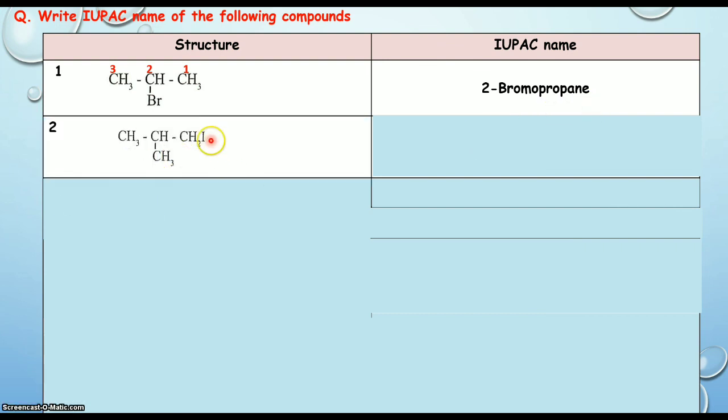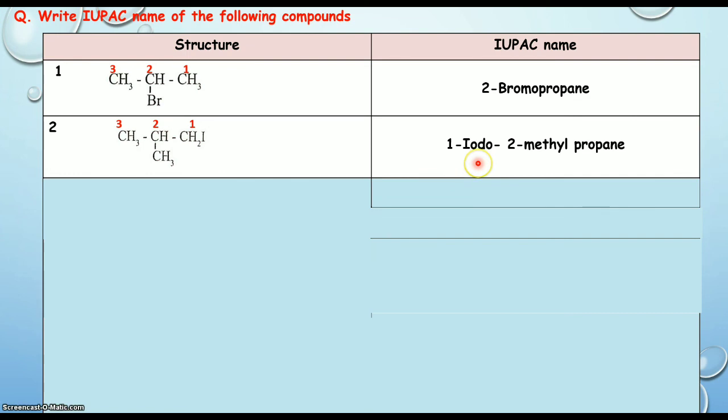Now, in the second structure, iodine is bonded to this carbon atom. Therefore, this carbon atom will be carbon number 1. Now, in this structure, iodine is bonded to the first carbon atom and a methyl group is bonded to the second carbon atom, and in a straight chain 3 carbon atoms are there. Therefore, the IUPAC name of this structure is 1-iodo-2-methyl propane.